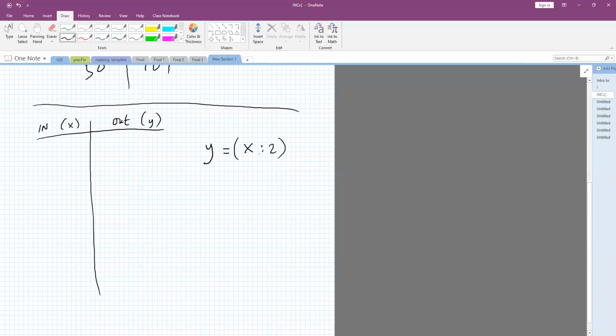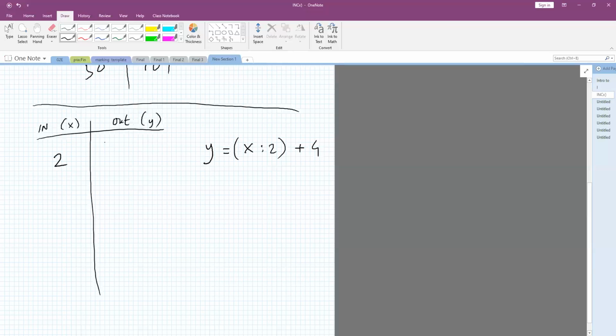x divided by 2, and then you add 4. Now, let's start from the simple one. If x is equal to, for example, 2, what is the y value?